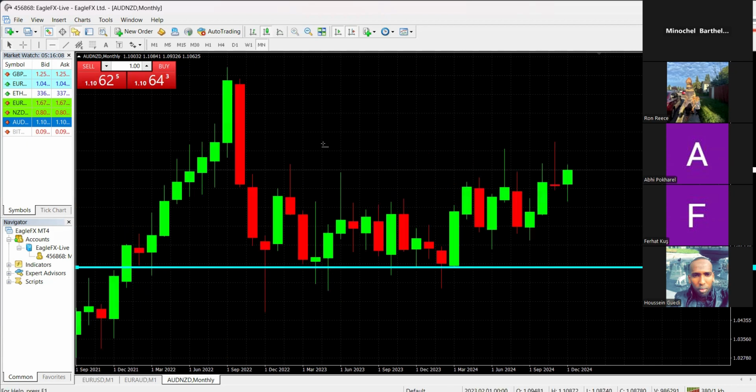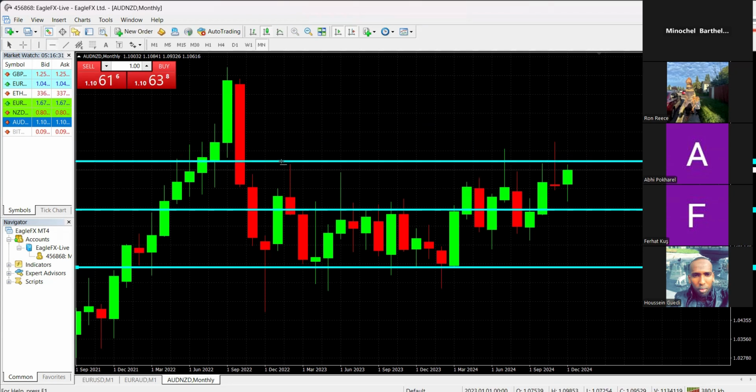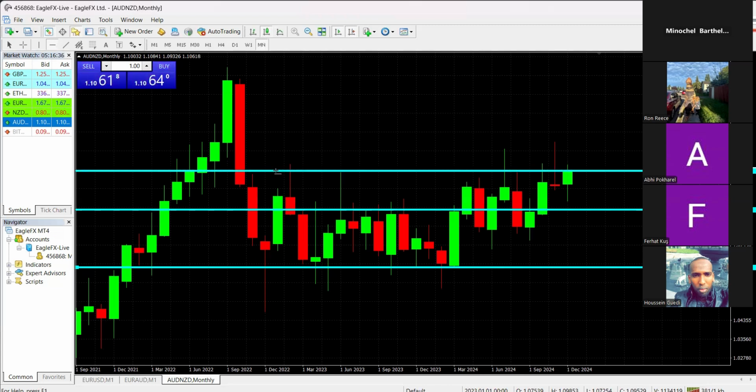So now I'm going to add a couple more levels. I'm going to add a resistance level right here, right? Bounce, bounce, bounce, bounce, break above. And now it is currently trading above the support level, right? So that's all you have to do when it comes to the monthly time frame. Do not be adding too many lines so you don't get confused. Just add the main support and resistance levels, and that's all you have to do, right?